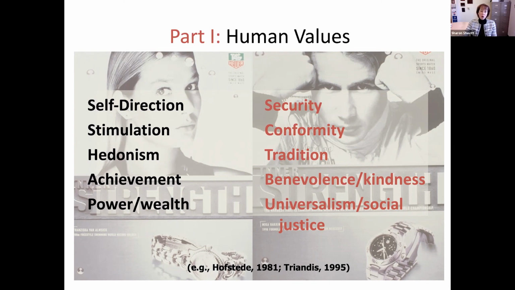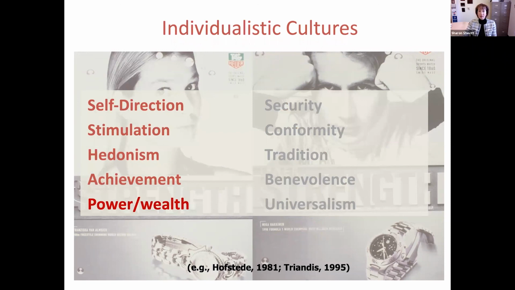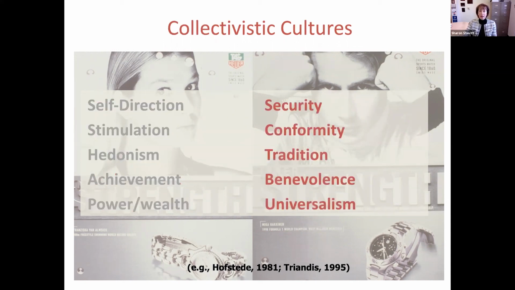And one of the things we know is that the group of values on the left, self-direction, stimulation, hedonism, achievement, and power or wealth, tend to cluster together in certain cultures. And the ones on the right, security, conformity, tradition, benevolence or kindness, and universalism or social justice, tend to cluster together in a different set of cultures. Namely, these value clusters describe what we broadly think of as individualistic cultures on the one hand, and collectivistic cultures on the other.